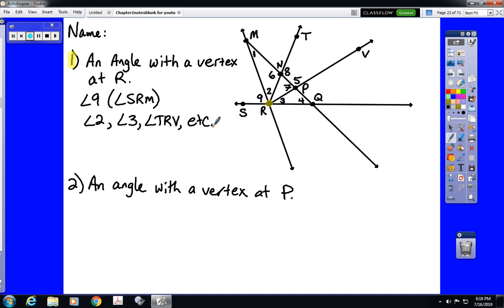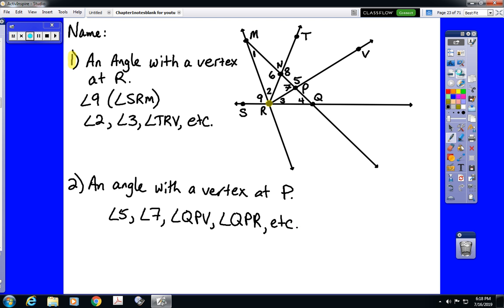Second part says name an angle with a vertex at P. Same basic question. Notice again there are 4 angles that have a vertex at P. So we could say angle 5, we could say angle 7, we could say angle QPV, we could say angle QPR. There are again lots of possible answers.